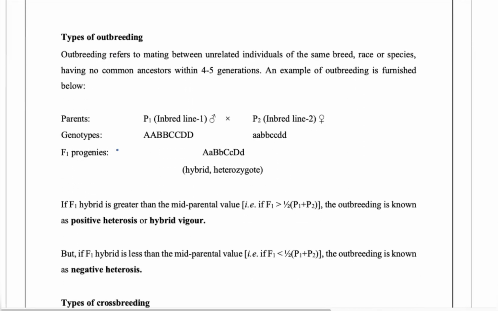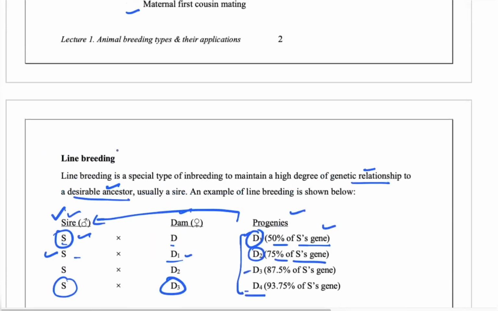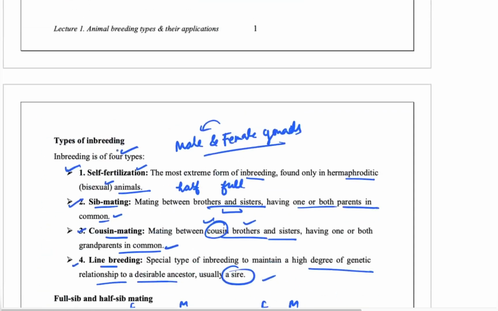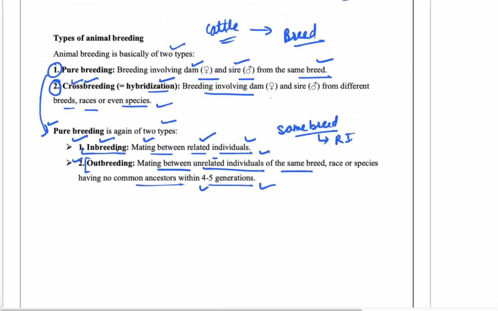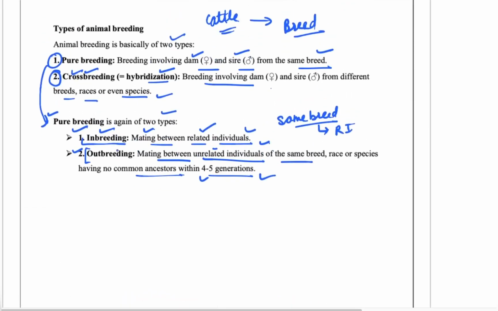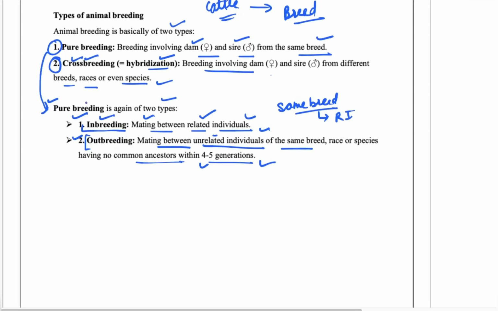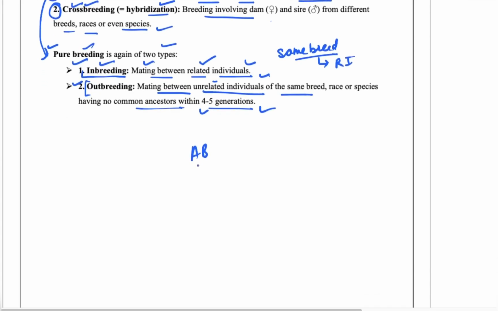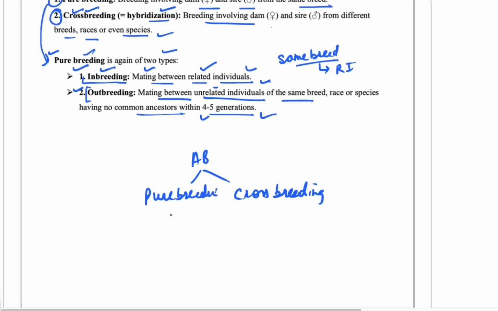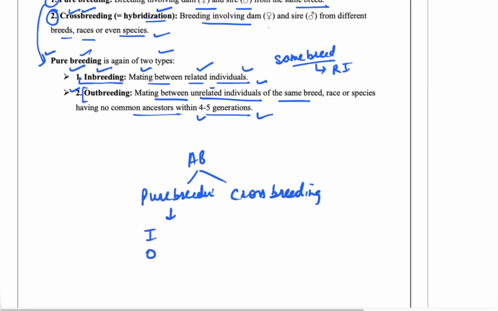Now the types of outbreeding. I hope the inbreeding types are clear to you, right? So again let's just see once more. Inbreeding, this is under the pure breeding. So we started with animal breeding, right? In animal breeding there are two parts. First is the pure breed and there is crossbreed, right? Crossbreeding and pure breeding. Okay, in pure breeding we have inbreeding and outbreeding.